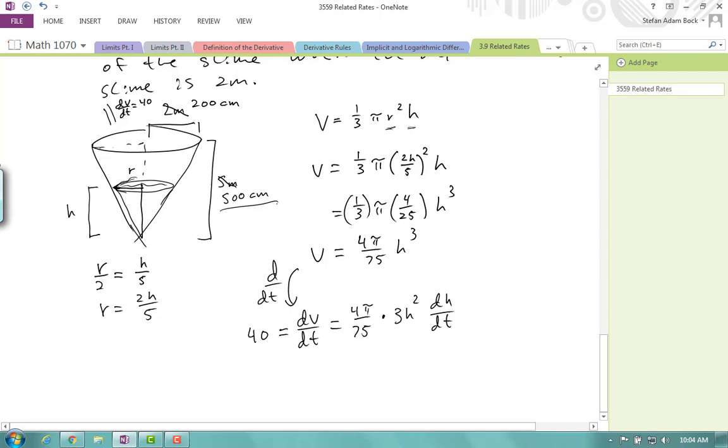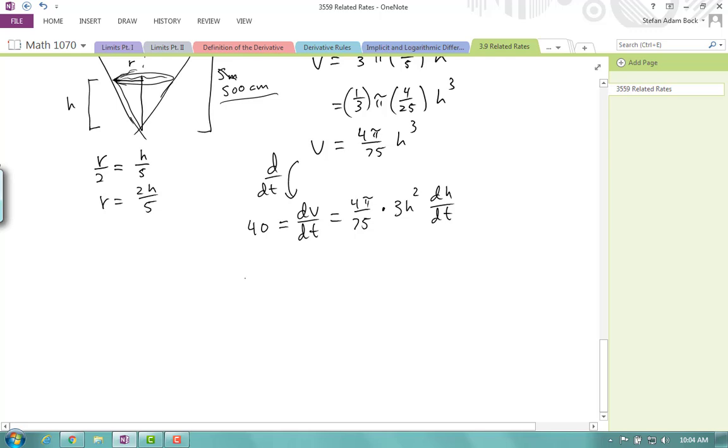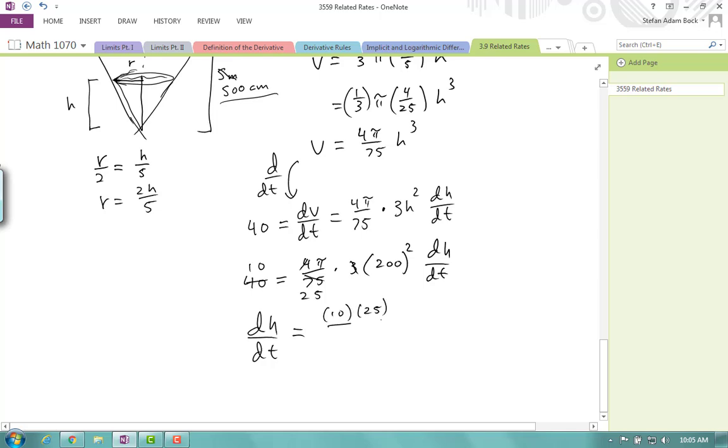since I have units in centimeters, I should use 200 centimeters. So I have 40 equal to 4π over 75 times 3 times 200 squared times dh/dt. And I want to solve for that dh/dt. dh/dt equal to, do this carefully, 10 times 25 divided by π and divided by 200 squared.